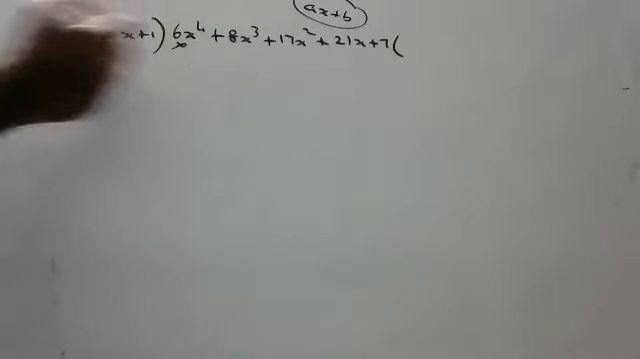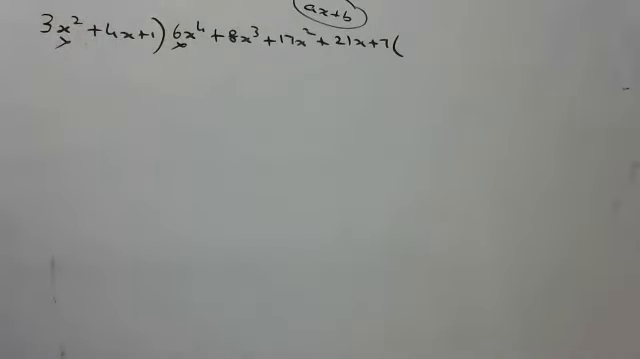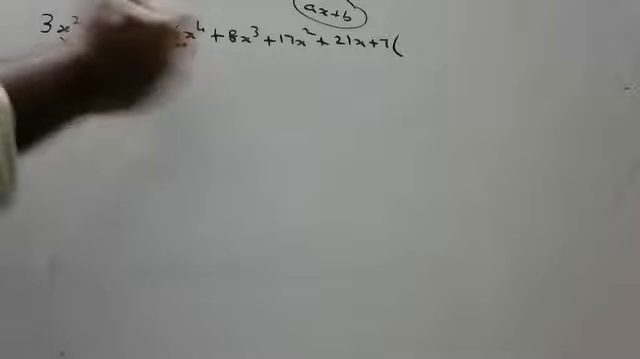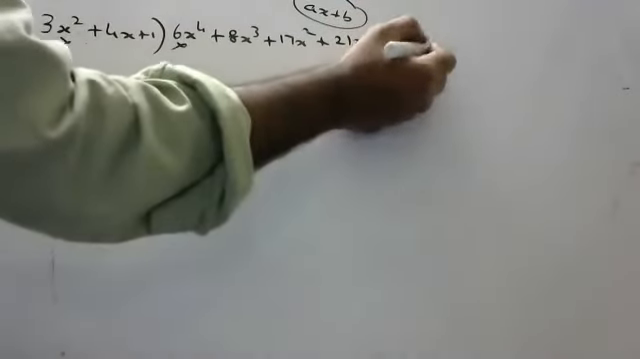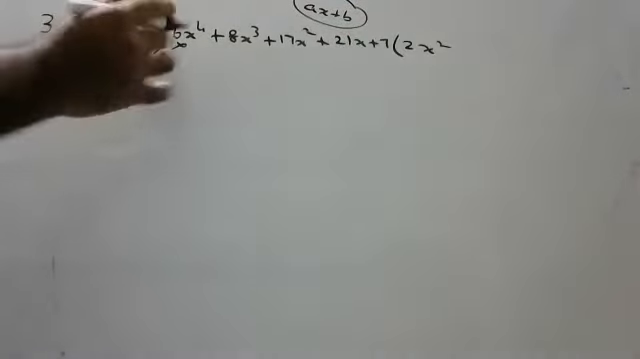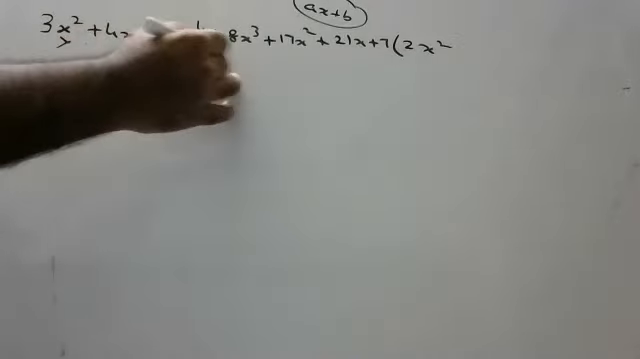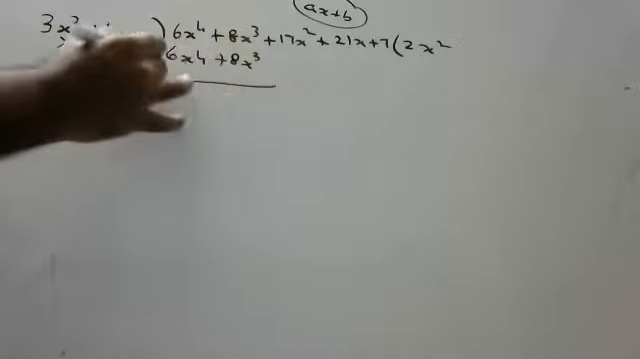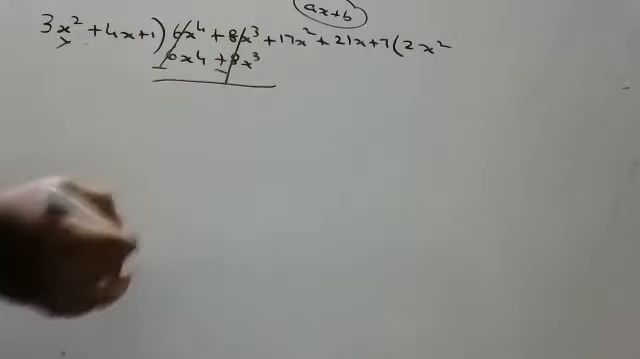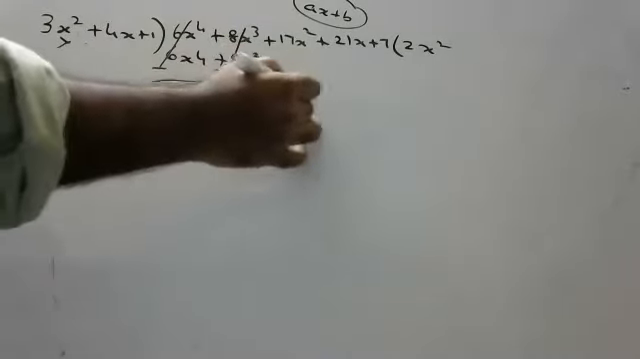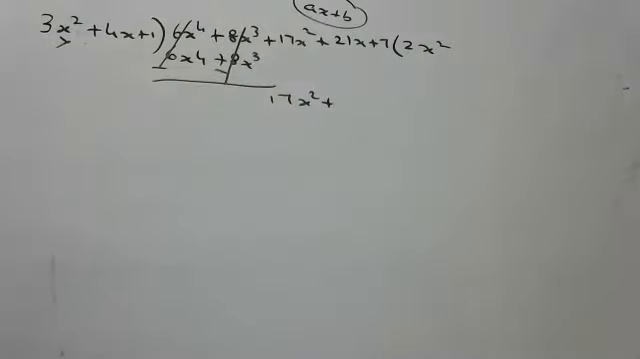Children, divide this with this. What will you get, children? 2x square. 2x square into 3x square is how much? 6x4. 2x square into this is 8x cube. Minus minus gone. Okay, 17x square plus 17 only.